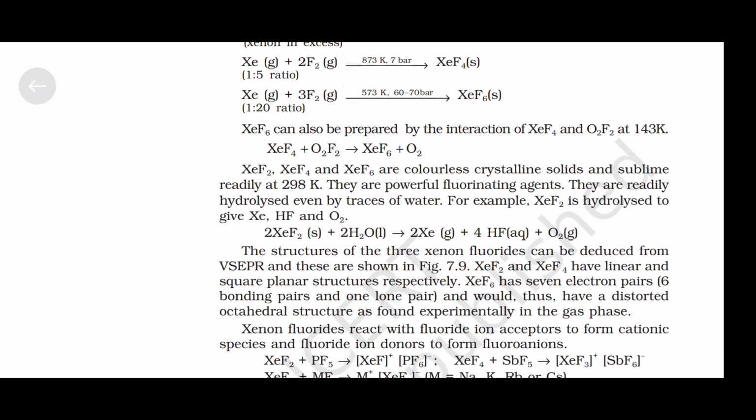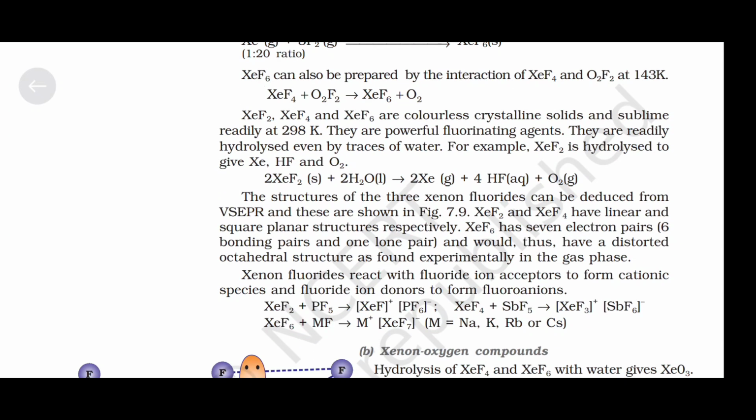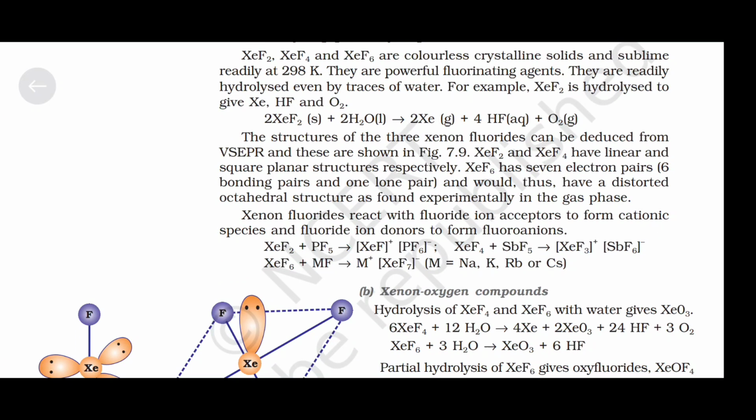XeF6 can also be prepared by interaction of XeF4 and O2F2 at 143 Kelvin. XeF4 plus O2F2 gives XeF6 plus O2. XeF2, XeF4 and XeF6 are colorless crystalline solids and sublime readily at 298 Kelvin. They are powerful fluorinating agents. They are readily hydrolyzed even by traces of water. For example, XeF2 is hydrolyzed to give Xe, HF and O2.